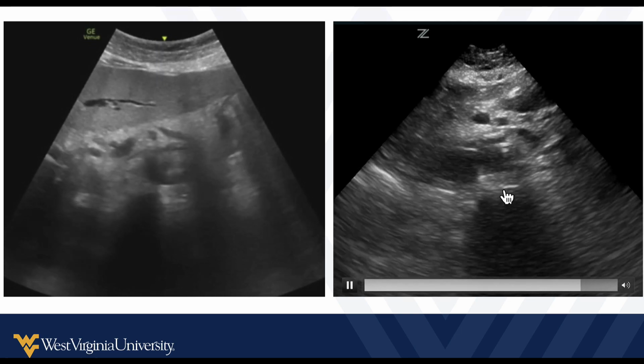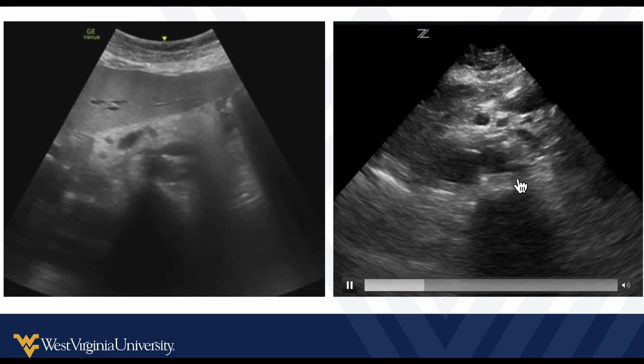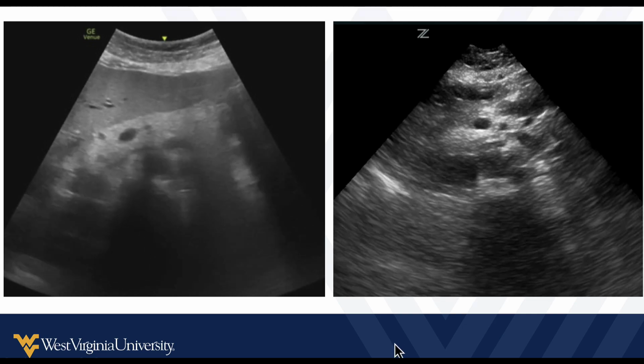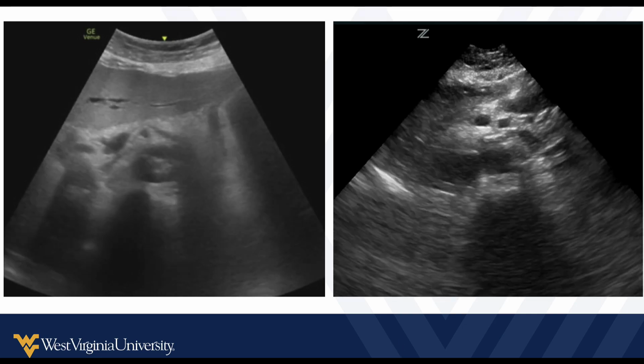On this case, vertebral body here, nice shadow. And again, we see the abdominal aorta and we see a mobile pulsatile flap within it. This is another case of aortic dissection. Remember, you cannot exclude aortic dissection with ultrasound, but you may rule it in more efficiently.